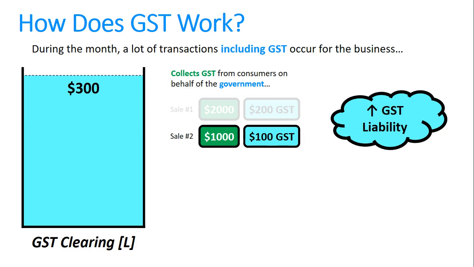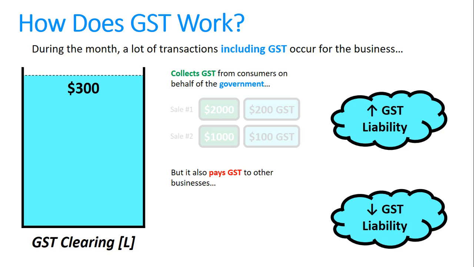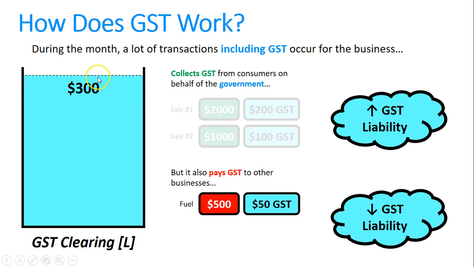So now the water level, or the liability, goes up to $300. That's how GST works. What we need to remember though is that a business also pays GST to other businesses as well. And when they do that, it decreases their liability. So let's say, for example, during the month they spent $500 on fuel with $50 GST. Well, the water level here will actually go down. It'll go down from $300 to $250.